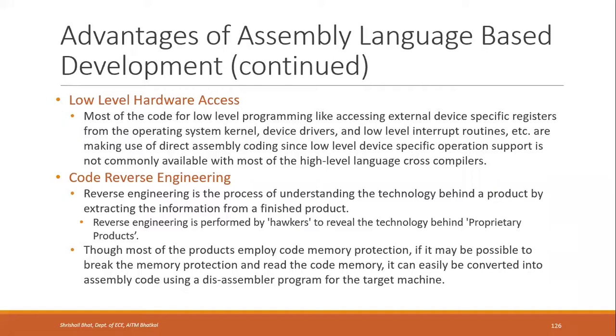Though most of the products employ code memory protection, if it may be possible to break the memory protection and read the code memory, it can be easily converted into assembly code using a disassembler. That means machine code to assembly code. It is the opposite process of assembling. That is called disassembling for the target machine.